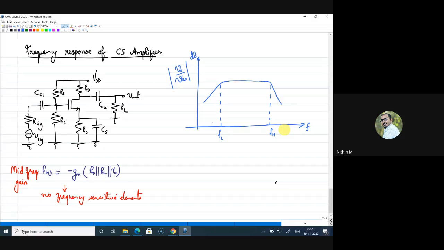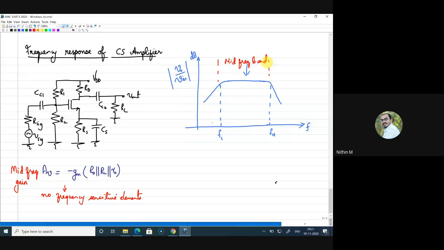All right. So as a part of your first semester, you have seen this, especially for a common emitter amplifier. Now, why I have taken this graph first is, I want to say that the gain expression we have written here, which is AV equals minus GM into RD parallel RL parallel R naught, where there are no frequency sensitive elements, represents this portion. And this portion is often called the mid-frequency band, where we are not considering the effect of any capacitors.